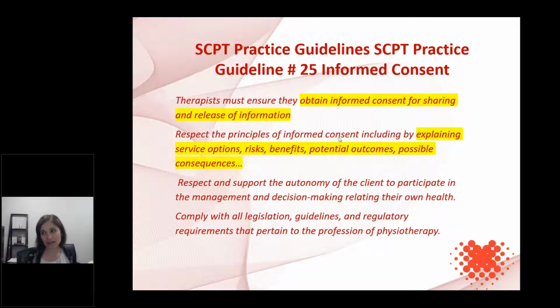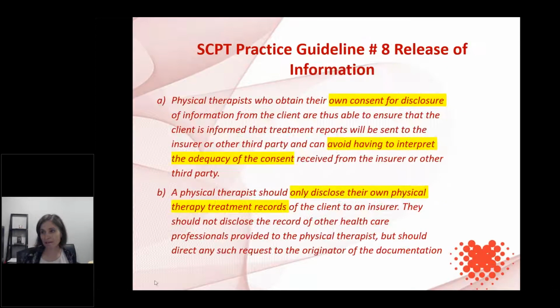So we must obtain the informed consent for sharing and release of information, explain the service options, risks, benefits, potential and possible consequences. And again, that should be coming from the third-party payer as well. And then for release of information, there can be two scenarios.